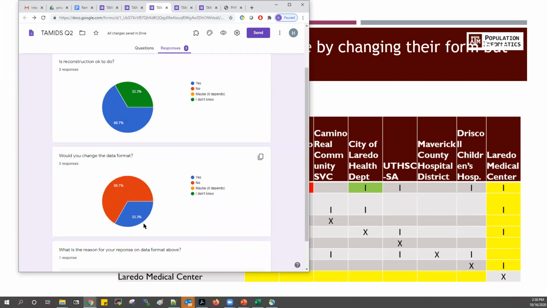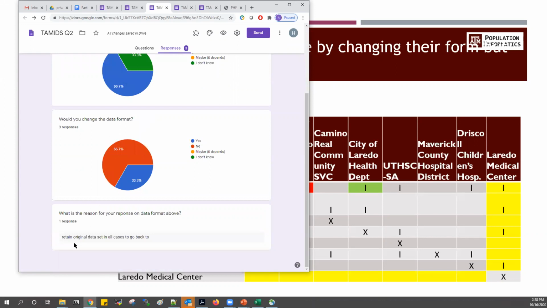Yes, somebody does want to change the format. And it says retain original data set in all cases to go back. That is a good thing to do.